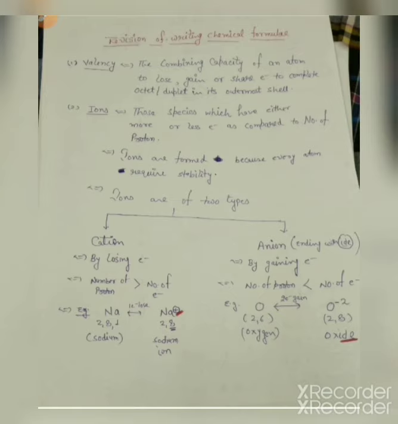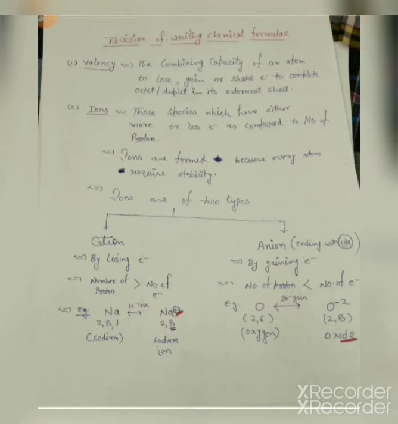Why ions are formed? Everybody wants to be happy, everybody wants to be stable. That's why ions are formed. Ions are formed because every atom requires stability. Ions are of two types, cation and anion.